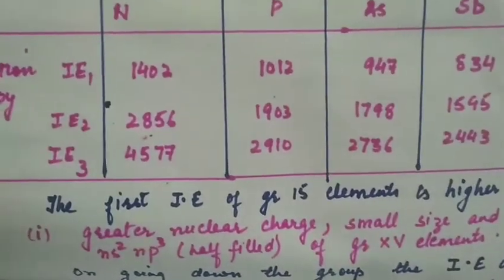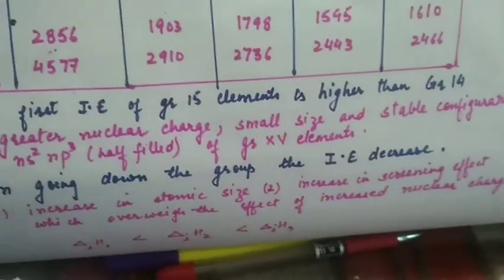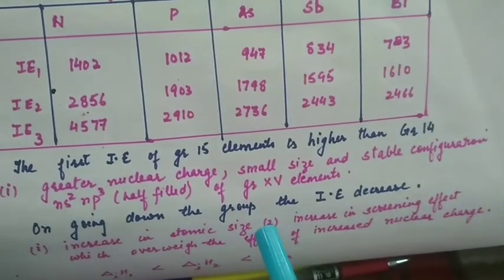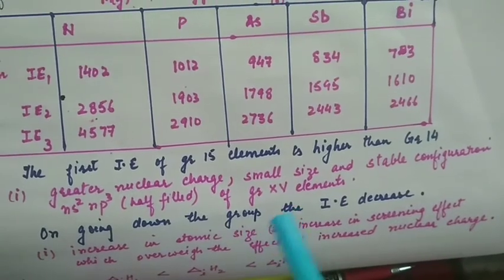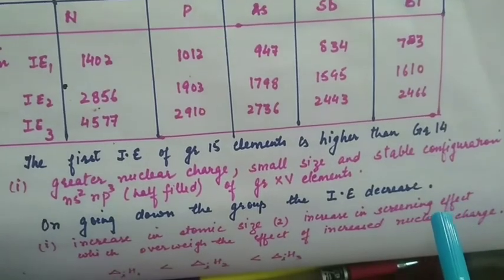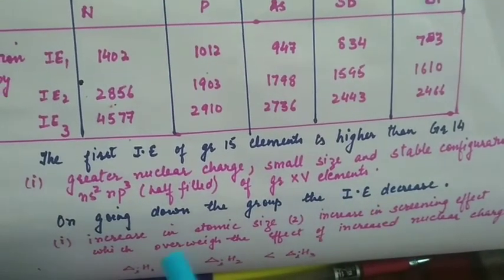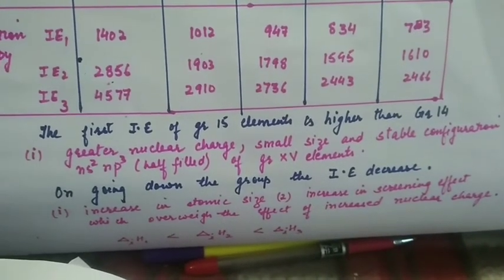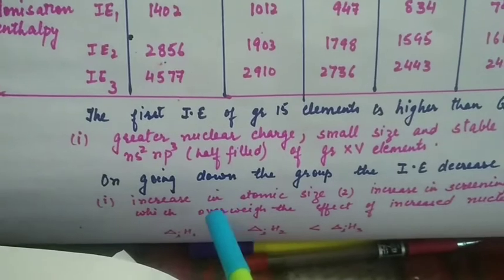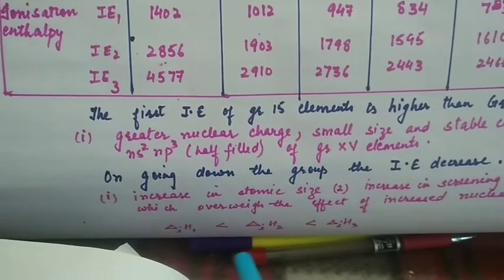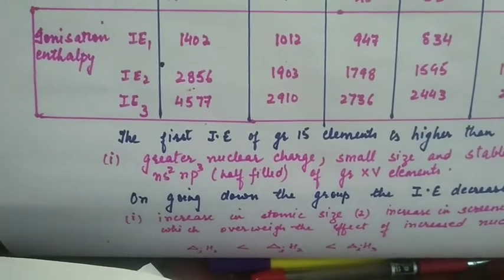On going down the group, the ionization enthalpy decreases because of increase in atomic size. Every time there is an additional shell that's added to the atom, and an increase in screening effect. These two effects outweigh the effect of increased nuclear charge, because of which the size could have reduced. The first ionization enthalpy, the energy needed to remove the first electron, is less than the second ionization enthalpy, which is less than the third ionization enthalpy.